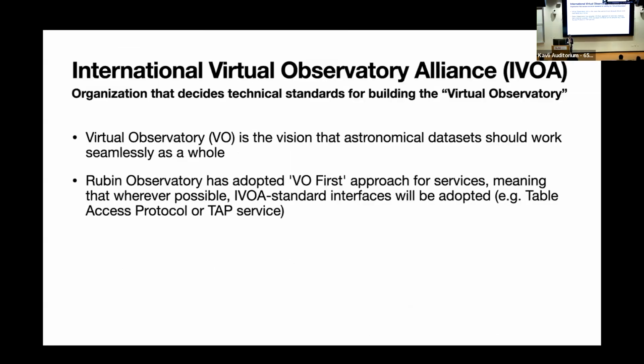The International Virtual Observatory Alliance is an organization that decides the technical standards for building the virtual observatory. The virtual observatory is this vision that astronomical data sets should be seamless as a whole, and they provide definitions for those things. Where possible, Rubin Observatory has adopted a virtual observatory first approach to our architecture, and so IVOA standards are adopted. This is what gives us access to the cutout tool that is part of the virtual observatory.